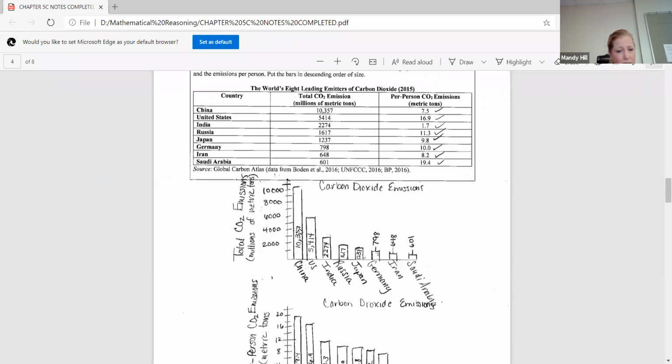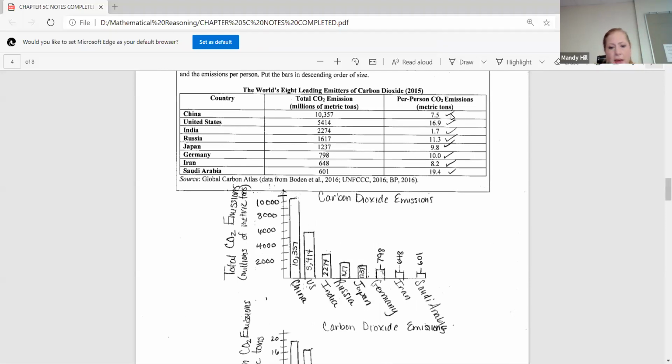If I didn't know this was 10,357 and all I had was the bar, I would know it looks like it's a little bit over 10,000. That's why I write the number on there, so that if you want to know the exact answer, you would be able to find it. Down here, the bars became so small that I could hardly put the numbers in there, so I just wrote them above. The other important thing is that this is in millions of metric tons, so make sure you label your graph as to what you're talking about. I'm going to see if I can blow this up just a little bit.